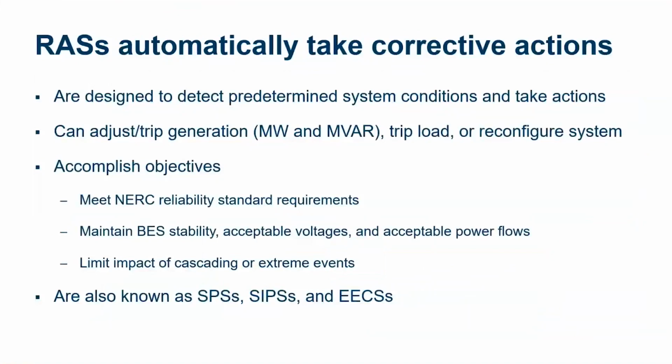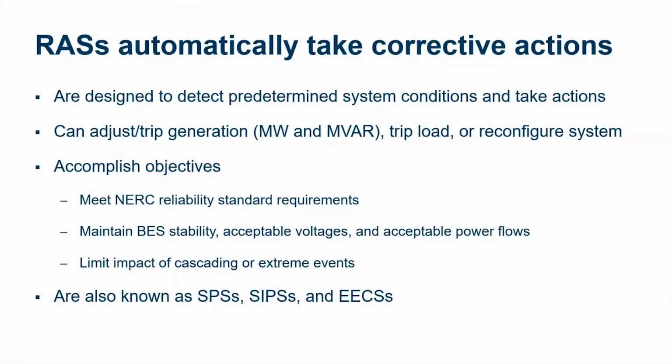Let's take a look at what remedial action schemes mean. NERC defines it as a scheme designed to detect predetermined system conditions and automatically take corrective actions that include, but are not limited to, adjusting or tripping generation, loads, or reconfiguring a system. These systems maintain BES stability, voltage, and power flows, and limit the impact of cascading or extreme events. The NERC definition does not include systems such as decentralized under-frequency systems as remedial action schemes.